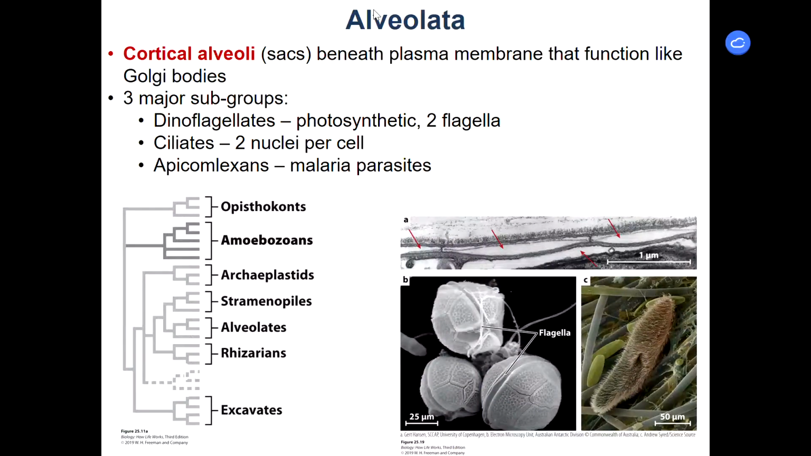Next, we have Alveolata, and their defining characteristic is that they have cortical alveoli, or sacs, beneath their plasma membrane that function just as our Golgi bodies do. So that's their defining characteristic.